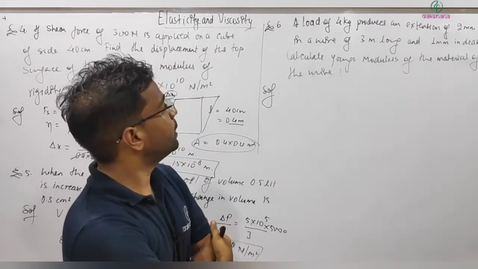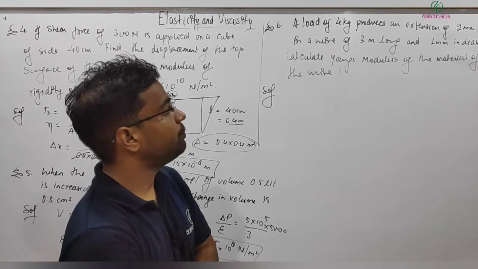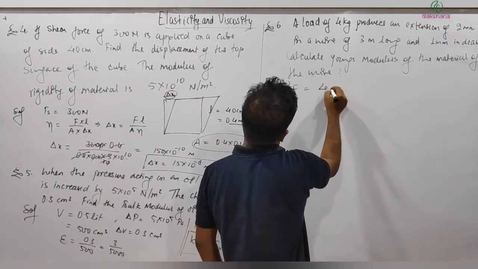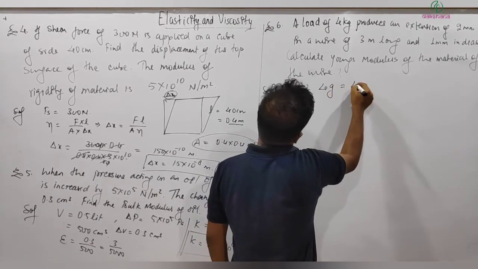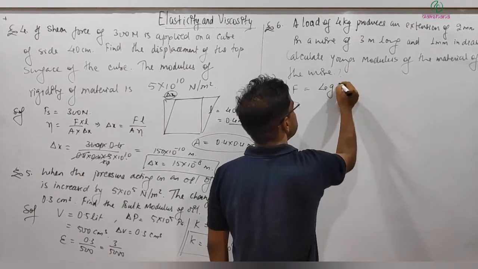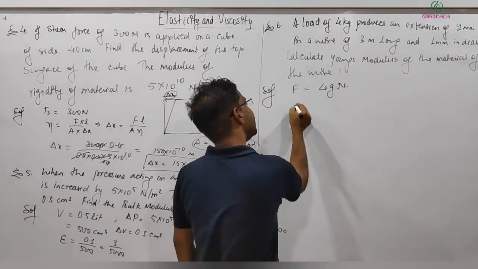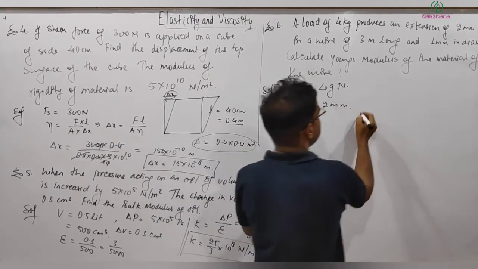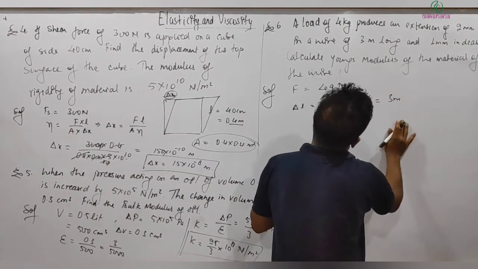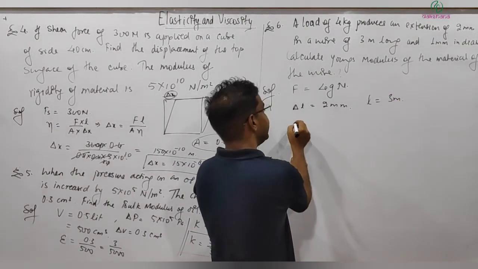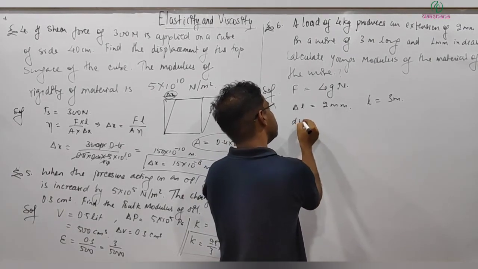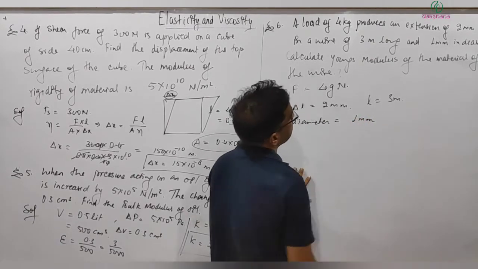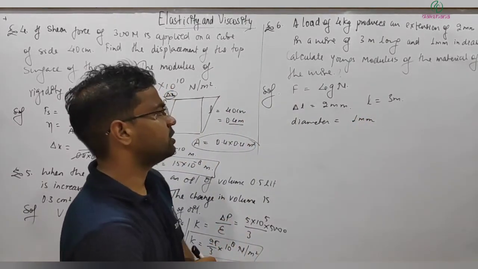A load of 4 kg produces an extension of 2 mm. What does it mean actually? It means force is equal to 4 into G Newton, and the change in length is 2 mm. In a wire of 3 meter length, so the length of the wire is given as 3 meter, and the diameter is also given. So the area of cross section is not given directly, you are given the diameter, 1 mm. Calculate Young's modulus of the material.